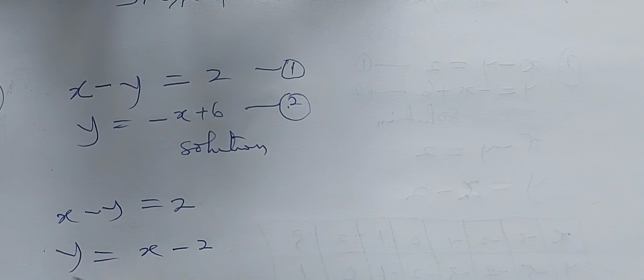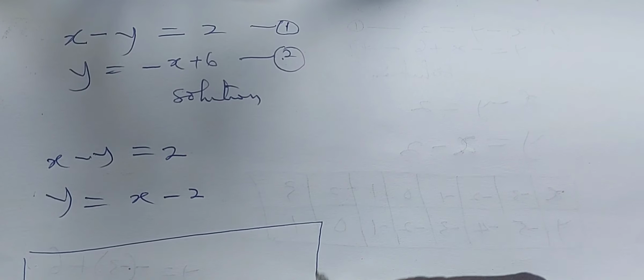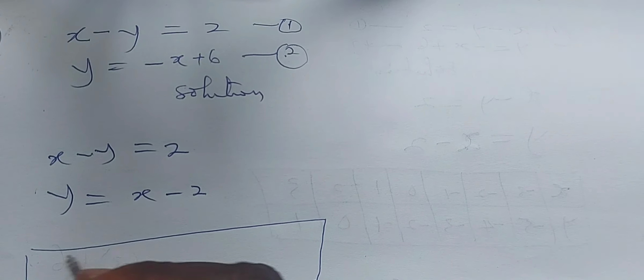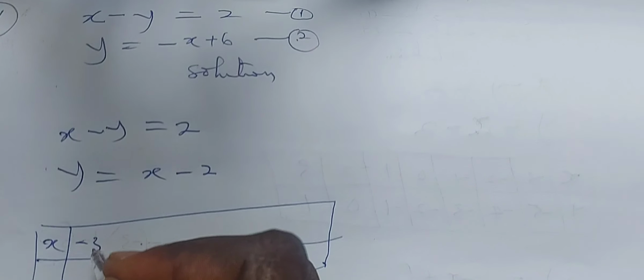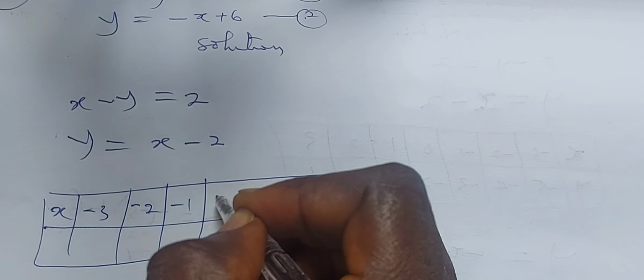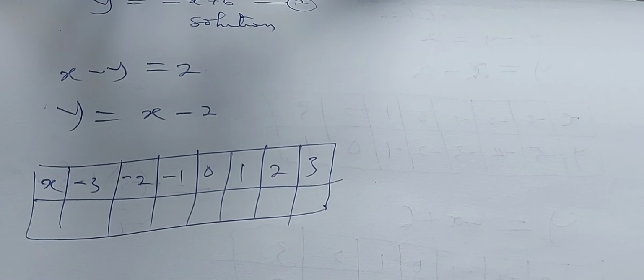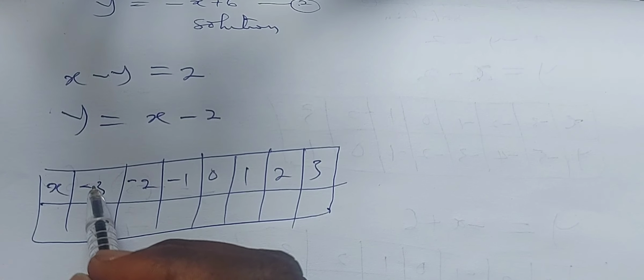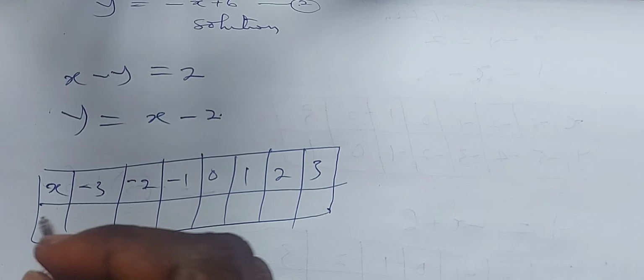Okay, so this is what we are going to look for, the table. Because the value of x is always given, we can do it in this format. We have x: minus 3, minus 2, minus 1, 0, 1, 2, and 3. Okay, so what you do is to substitute the value of x in this equation now and get your y.